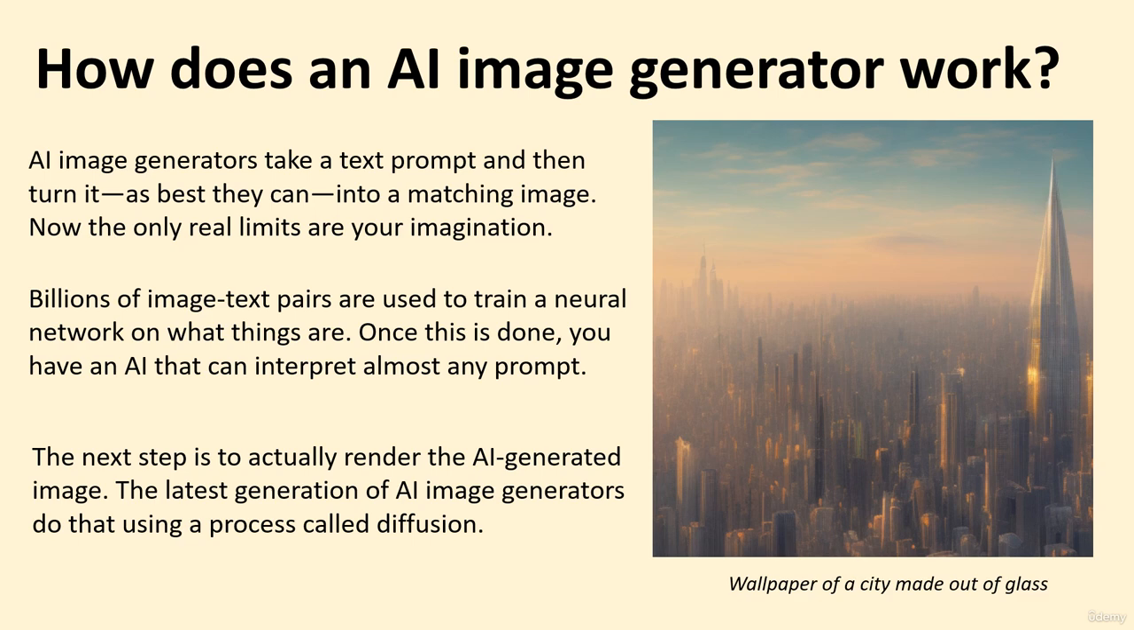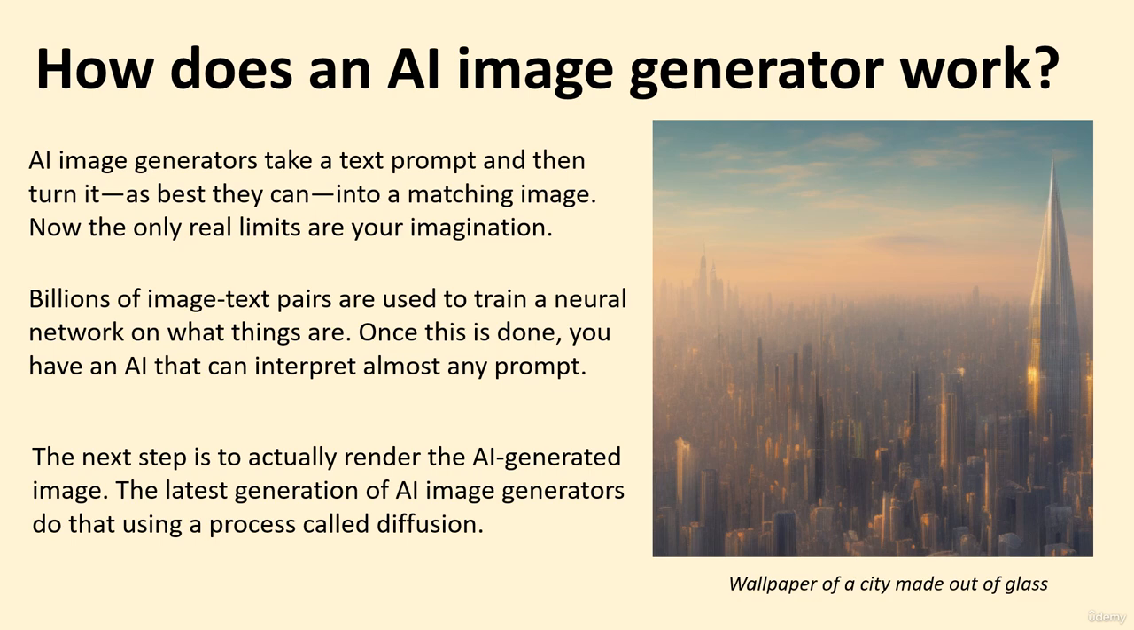Most AI image generators work in a pretty similar way. Billions of image-to-text pairs are used to train a neural network on what things are. By allowing it to process near countless images, it learns what dogs, the color red, space, humans, and everything else is. Once this is done, you have an AI that can interpret almost any prompt.